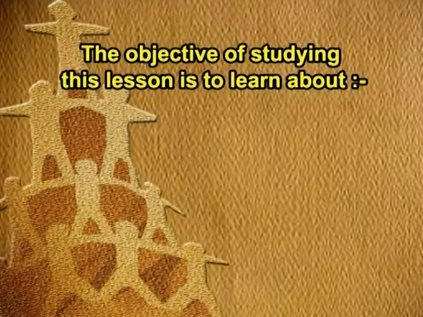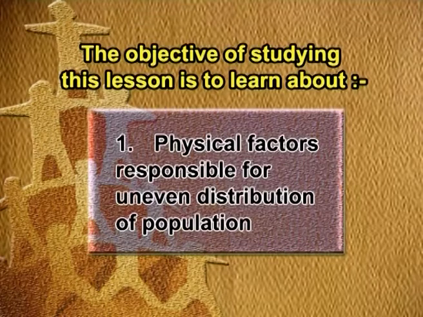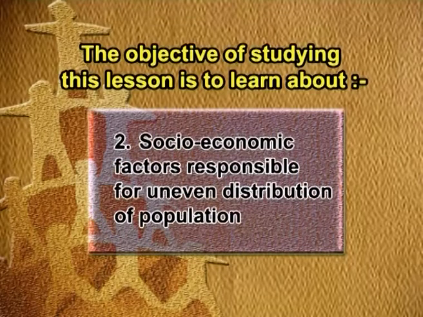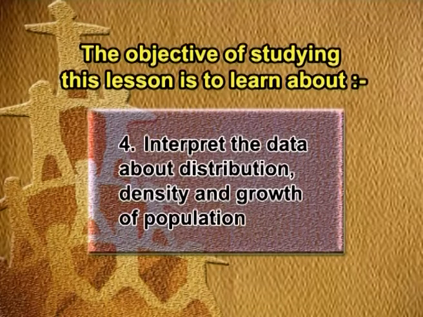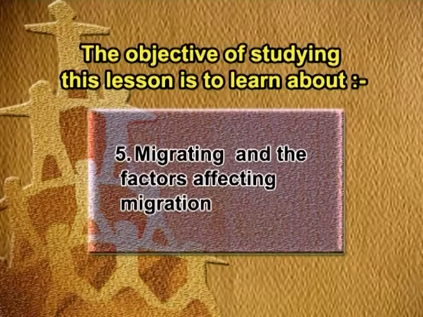The objective of studying this lesson is to learn about physical factors responsible for uneven distribution of population, socio-economic factors responsible for uneven distribution of population, to analyze the population density at state level, interpret the data about distribution, density and growth of population, migration and the factors affecting migration.